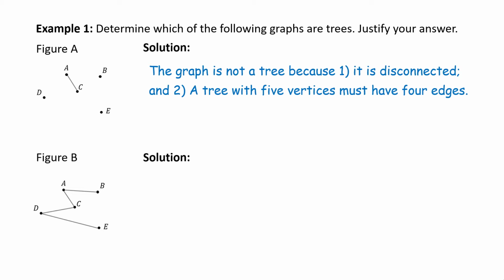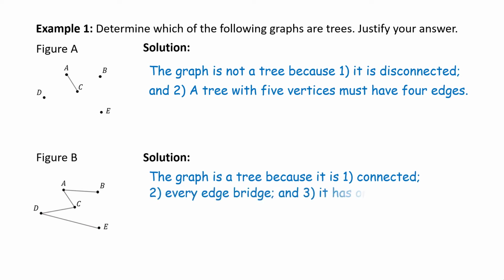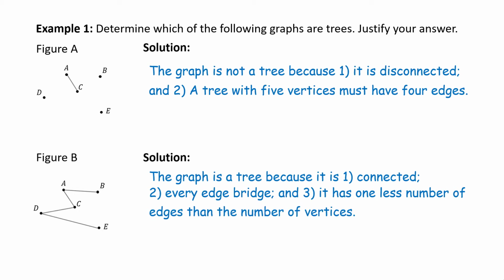Let's look at figure B. It consists of vertices B, A, C, D, E. This graph is a tree because 1, it is connected. 2, every edge is a bridge. And 3, it has one less edge than the number of vertices.